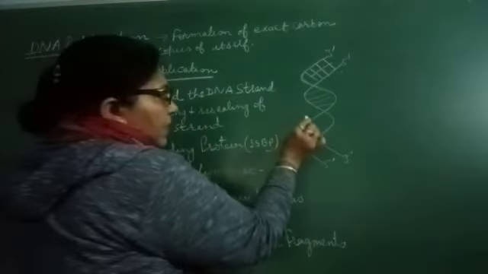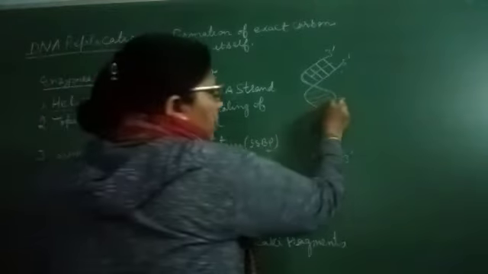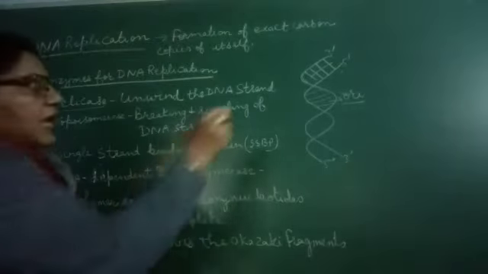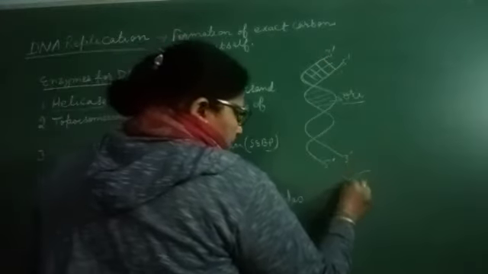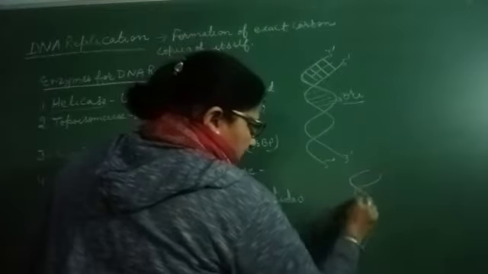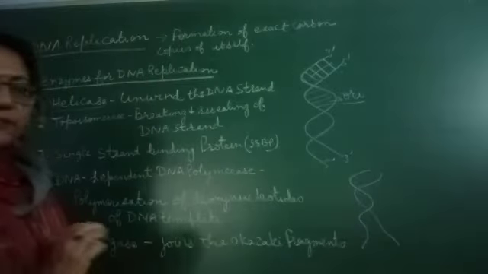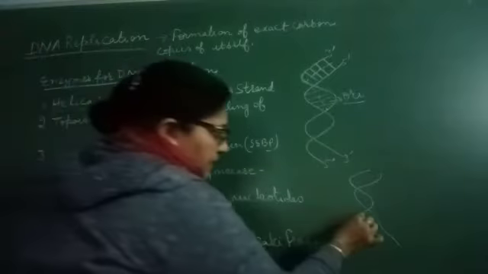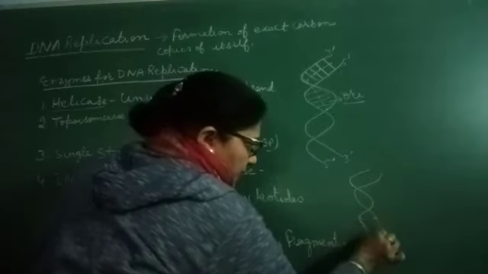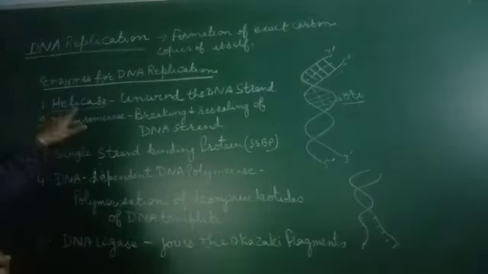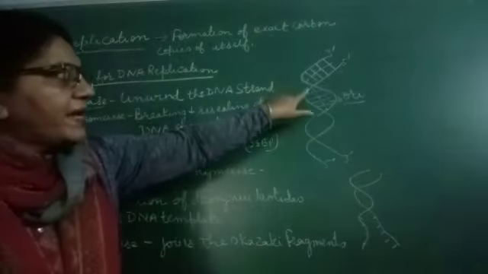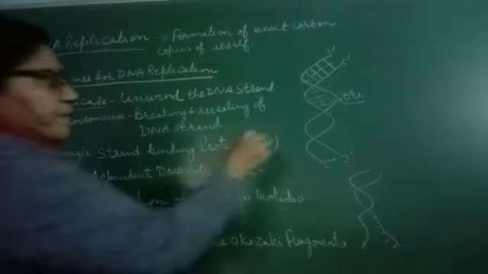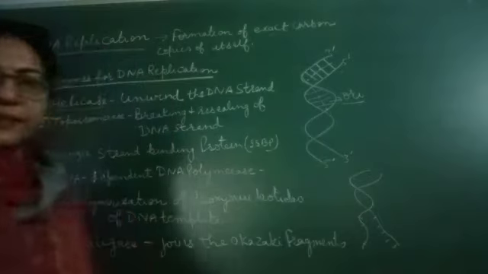At a particular point, which is known as ORI, or the origin of replication, the unwinding of the strands takes place. This is the unwinding of the strands, that is the breaking of the hydrogen bonds, with the help of the enzyme helicase. So helicase helps in unwinding of the DNA by breaking the hydrogen bonds of our template strands of the DNA.